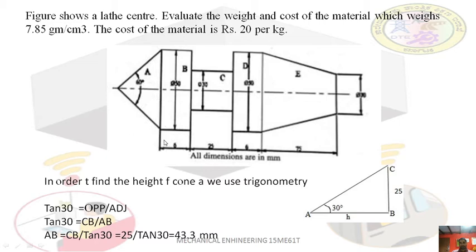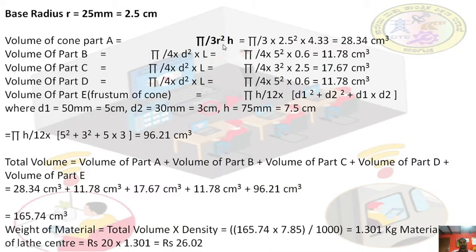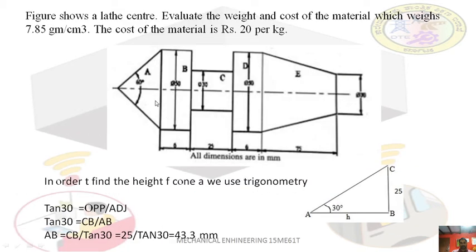The diameter of the cone is given here. The formula for finding the volume of a cone is pi by 3 r square into h. Pi is constant, 3 is constant, and r is the radius of the cone. Radius is nothing but half of the diameter. The diameter is given here, so d by 2, that is 50 divided by 2, is 25.